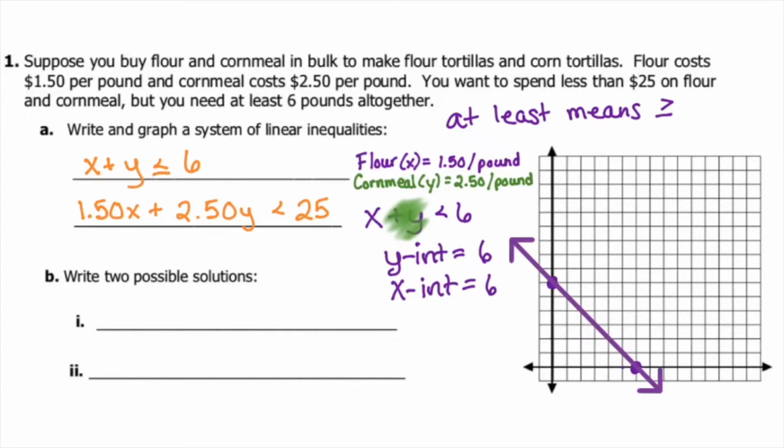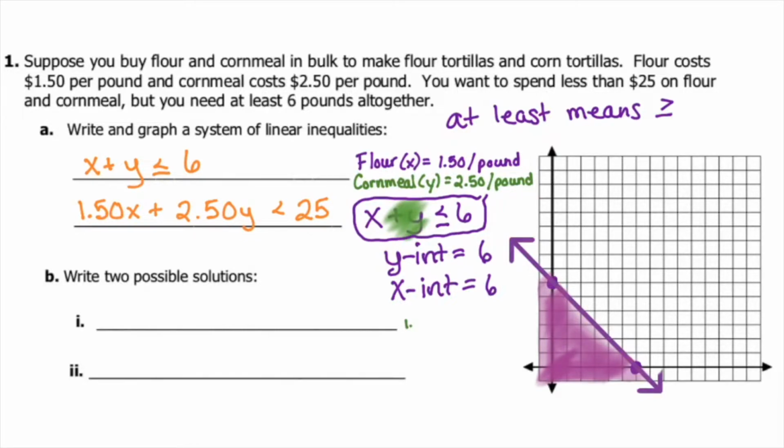And then you have the shading is going to go below because you have less than that amount. And you can shade all the way underneath that line. All right, don't forget your equal to in this part of the problem when you're working out your solution.